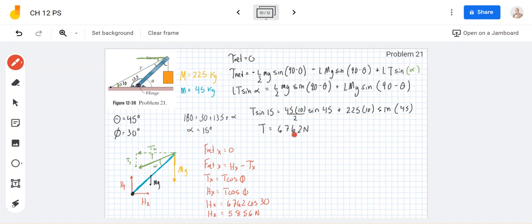I want to do F net in the Y direction, also equal to 0. So in the Y direction, I have hinge Y, up, minus little mg, minus big MG, and which way is the tension in the Y direction? Minus Ty. We're going to notice that Ty is equal to T sine phi.